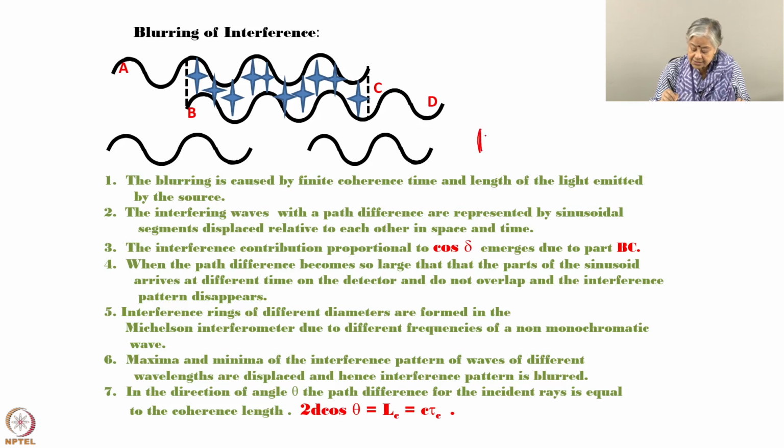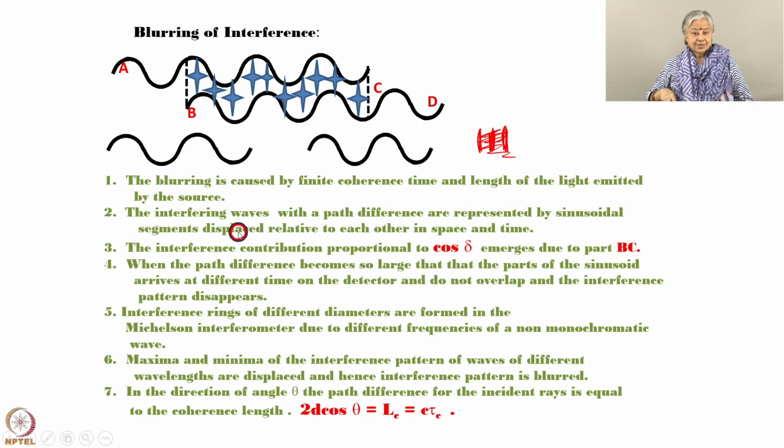Basically, you have these fringe lines, and they are not clear cut. They are separated, but you cannot see them visually or through a detector. There is a lot of fuzziness about it. Okay? That fuzziness is called blurring. The blurring is caused by finite coherence time and length of the light emitted by the source.